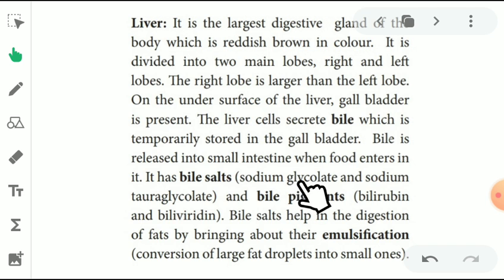Bile contains sodium glycocholate and sodium taurocholate, and bile pigments, bilirubin and biliverdin. Bile salts help the digestion of fat, bringing about emulsification. Emulsification means converting large droplets into small ones.